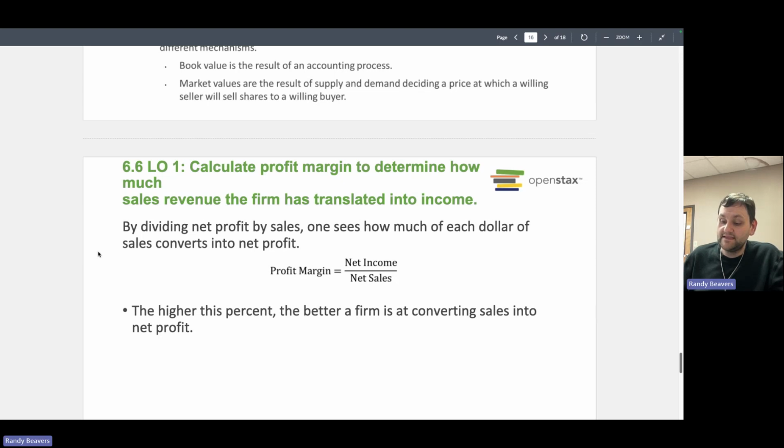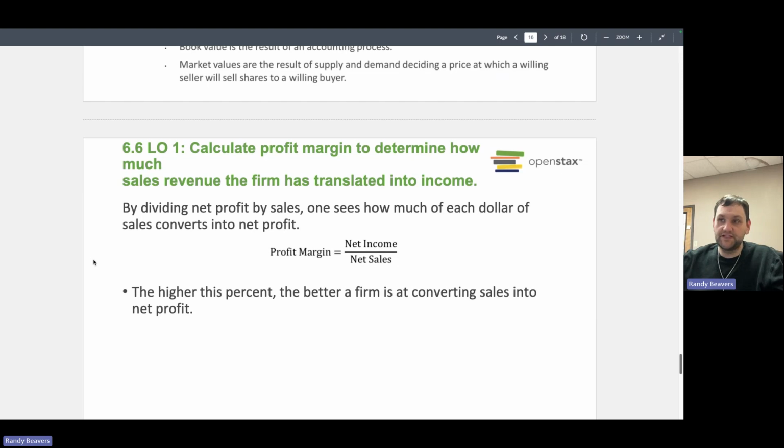And then lastly, 6.6, we talk about profitability ratios and the DuPont method. So profit margin is going to take information from your income statement. At the very bottom, we have net income. At the very top, we have sales. We divide those two things together to get profit margin, or excuse me, net sales. So net income over net sales, profit margin. The higher, the better. This tells us how much of each dollar of sales converts to net profit.